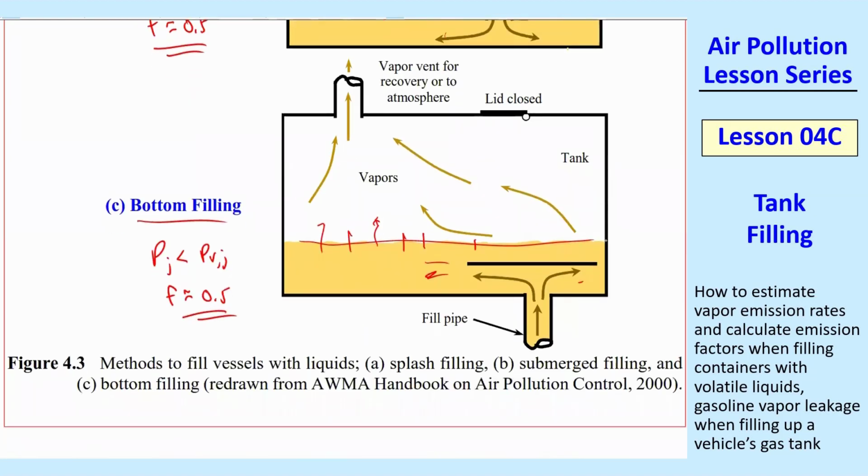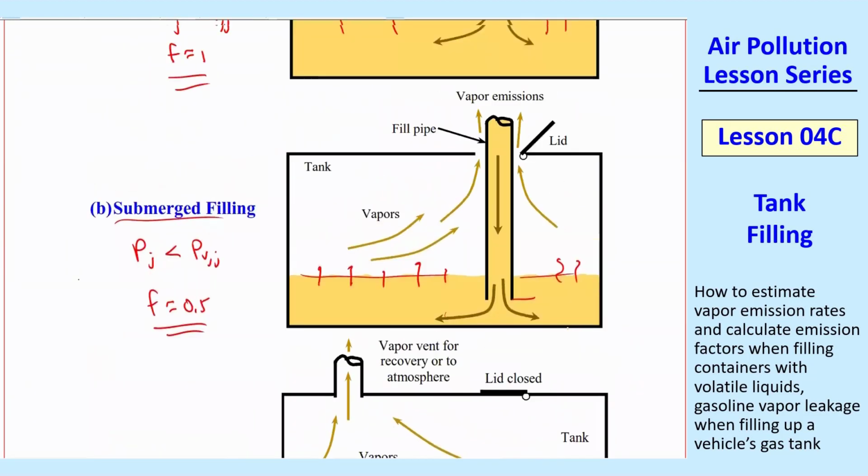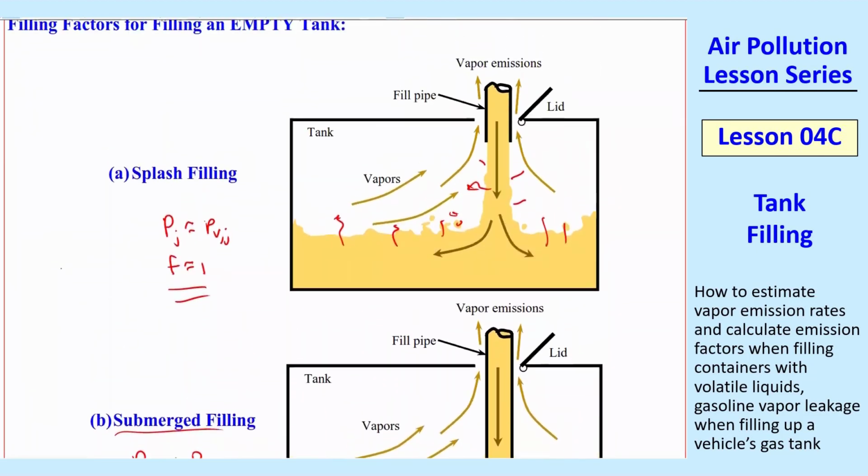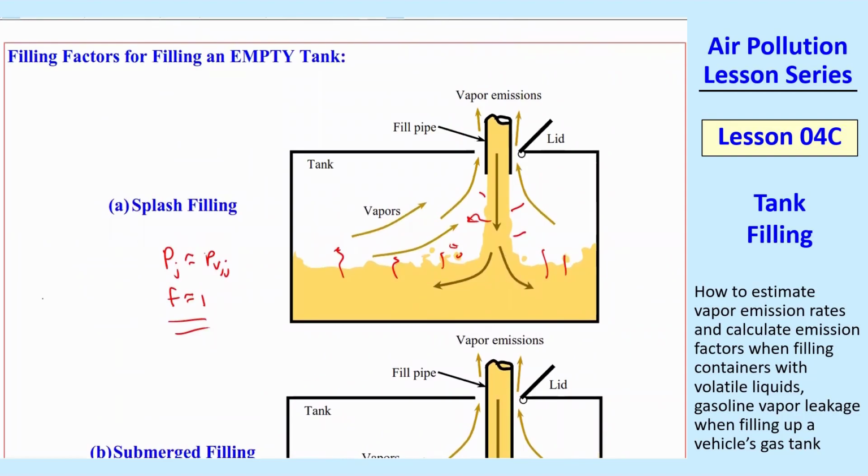So this comes from a handbook on air pollution control. So that's one way to do this a little bit better, but the only way you can totally eliminate these vapors going into the air is to have a vapor recovery system like we talked about.